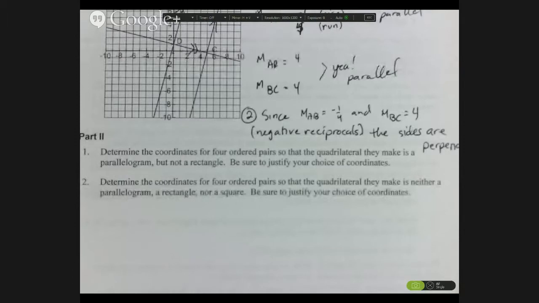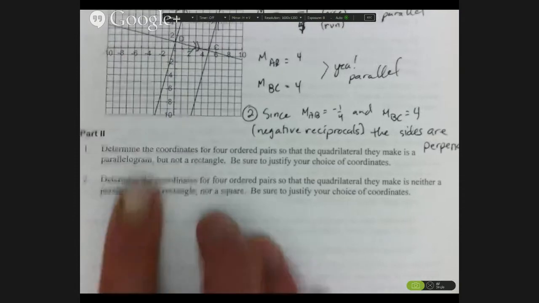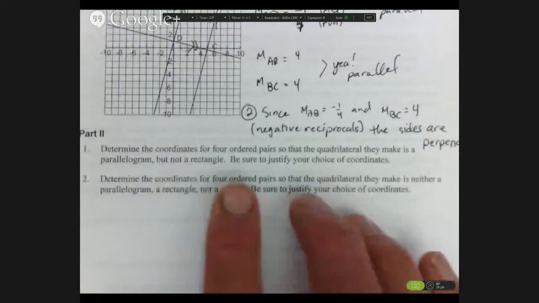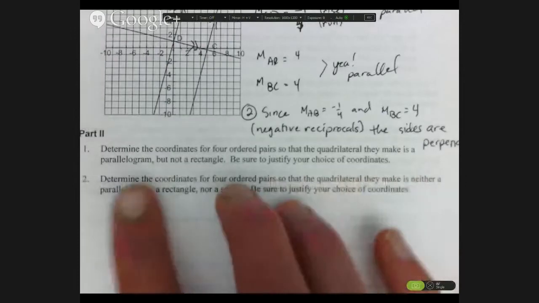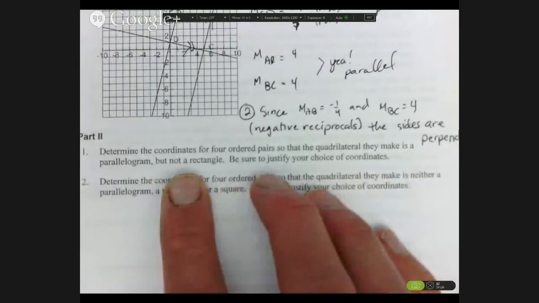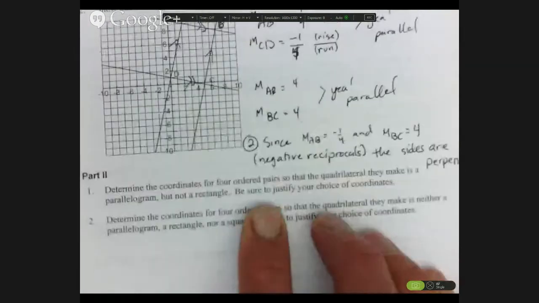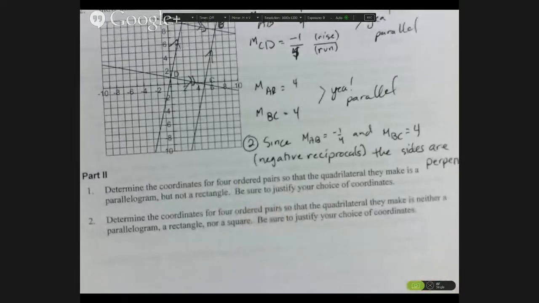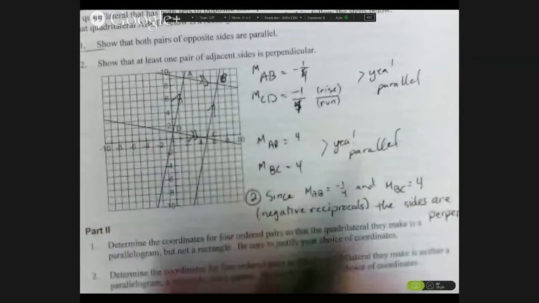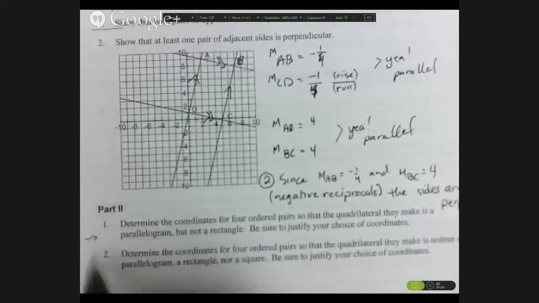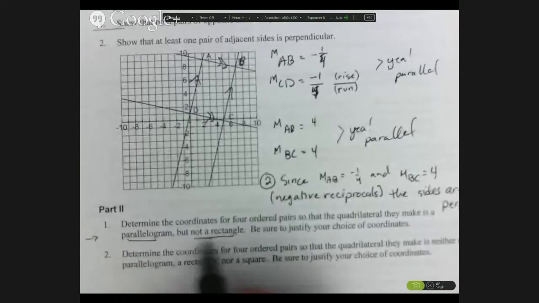Okay, part 2. You need to construct, so look at it, it says, determine the coordinates for 4 ordered pairs so that the quadrilateral they make is a parallelogram, but not a rectangle. Not a square. A square is a parallelogram and a rectangle, so no. Be sure to justify your choice of coordinates. So you're doing the same thing we did here by justifying with slope, parallel, perpendicular.